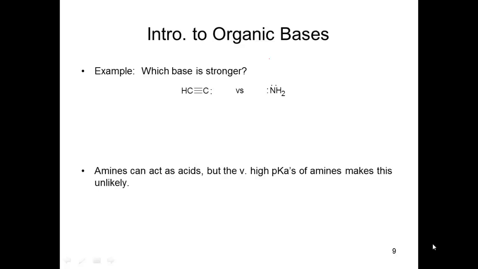Hello, we're going to continue now our discussion of organic bases. Remember that the Bronsted-Lowry definition of a base is a proton, which is just H+, acceptor.